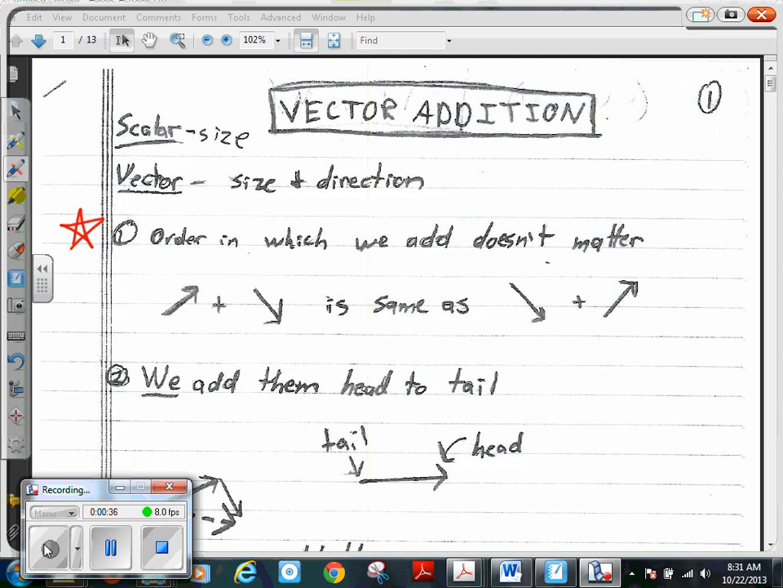Okay? So there's a lot of flexibility with vectors, which makes our math a lot easier. So you're in control of this again. So it's nice to be able to do what you need to with the math. So vector addition, remember, a scalar has just size. A vector has size and direction.